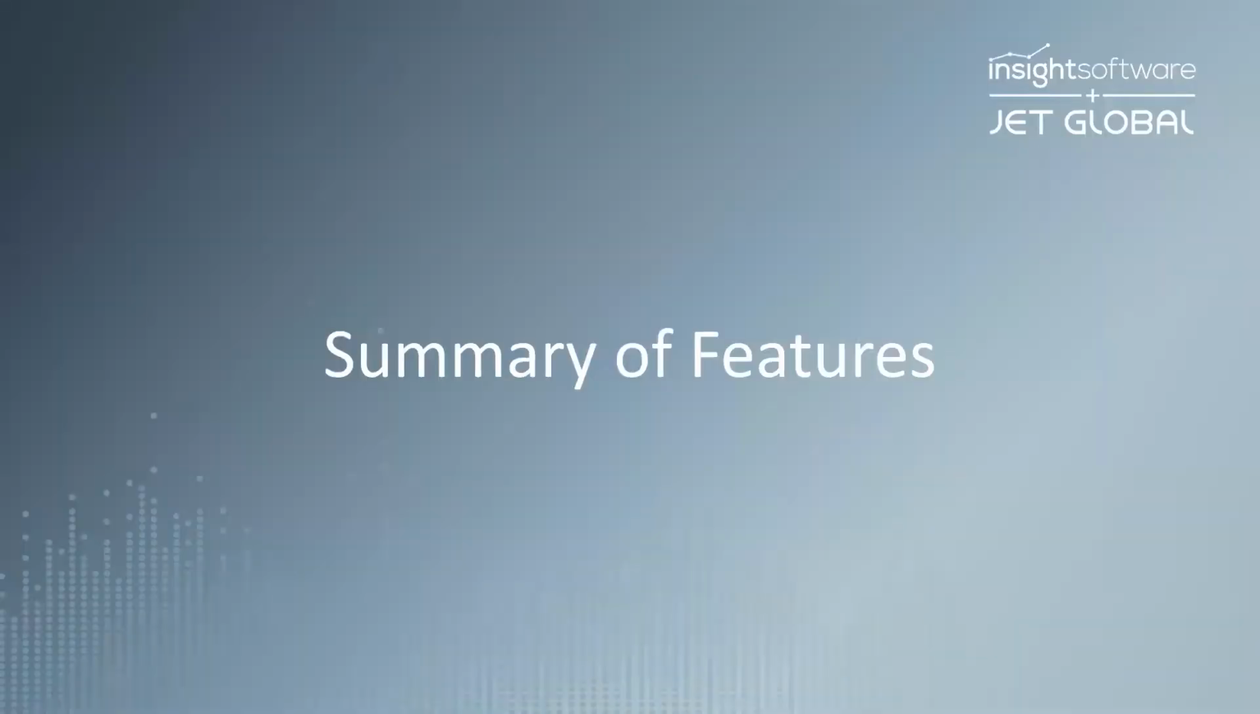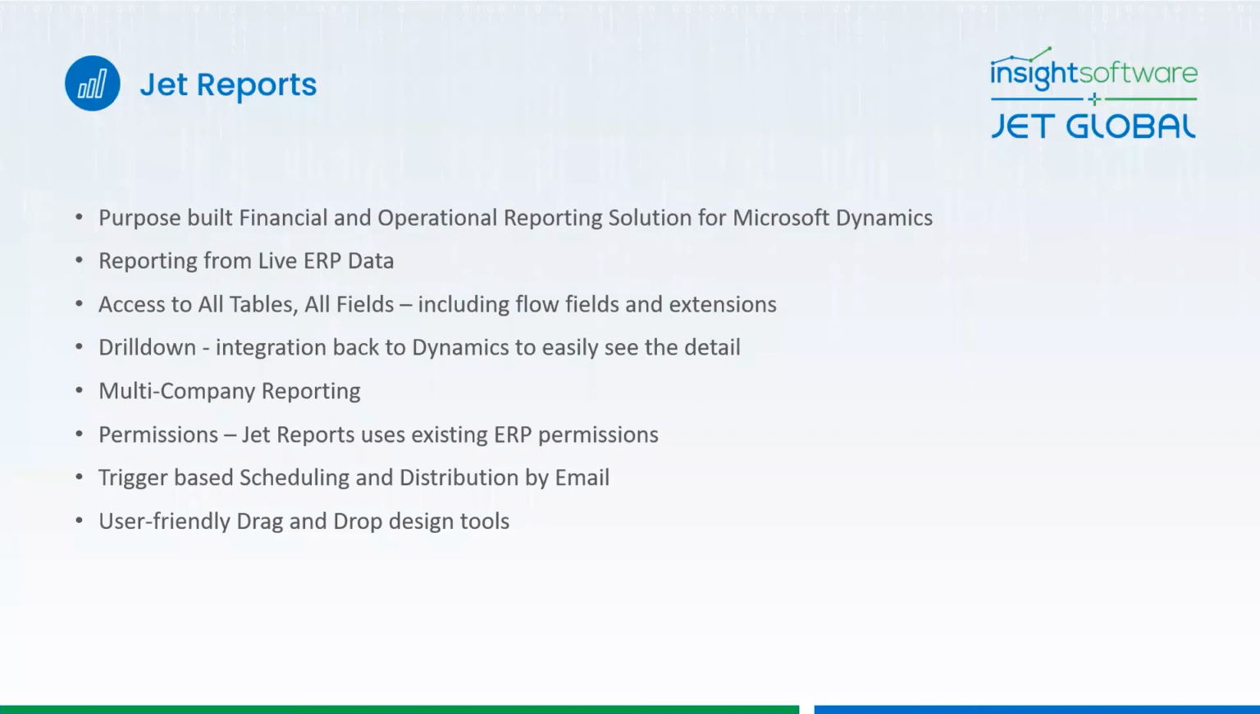So let's just summarize some of the features that we've got inside Jet Reports that are specific to Dynamics. We know, and we've already discussed, that it's a purpose-built solution. We have reporting from the actual live ERP data. So every single time I press run on the report, it's pretty quick, but certainly for finance people, as soon as you post a journal entry when you're trying to close your monthly accounts, for example, all you need to do is refresh the report, and it comes out with the numbers exactly as they're posted in the ERP. So you've got immediate refresh of your data coming straight through to Excel in the format that you want.